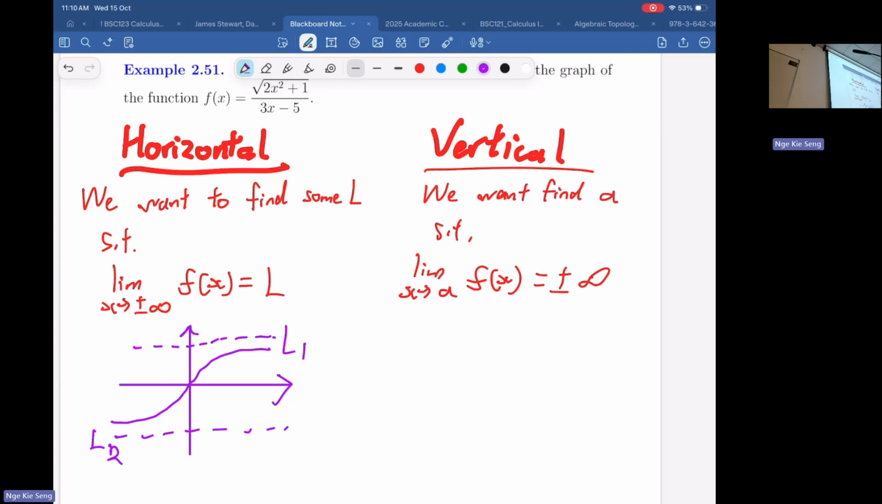How about the vertical case? When x goes to A, f(x) gets very close and shoots up to infinity. So that's why you get this vertical line here. Does it make sense?